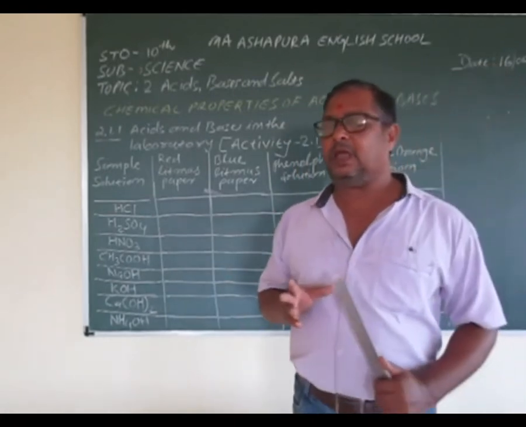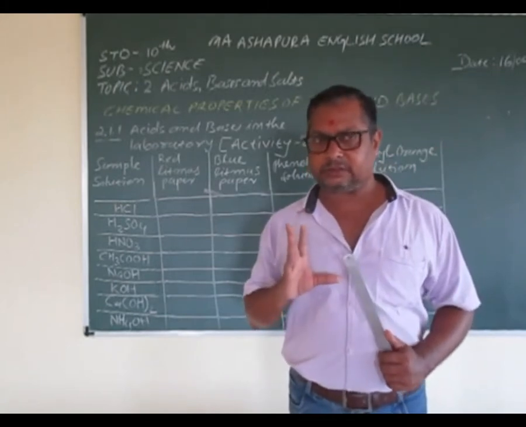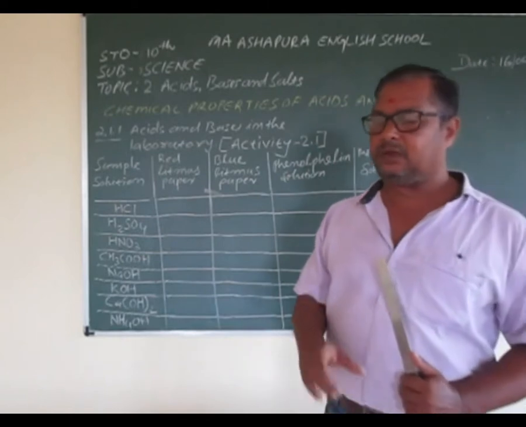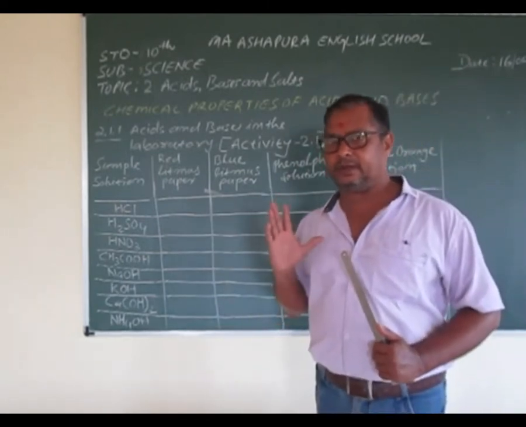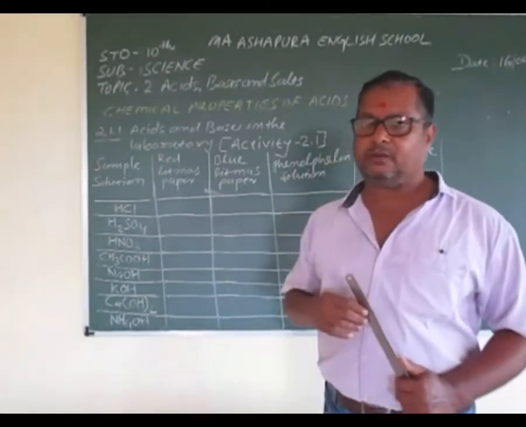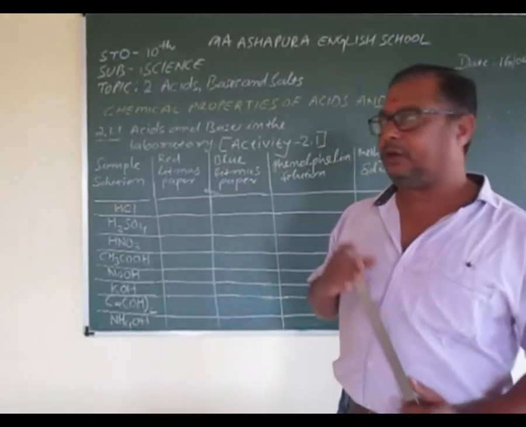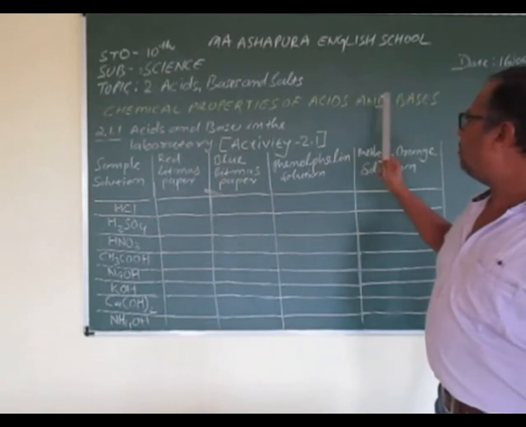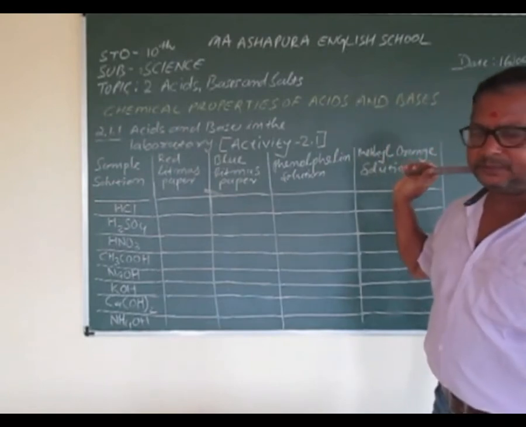Okay friends, these were our yesterday's 2 questions. Common characteristics of acid and base, and second one is what is an indicator and types of indicators. Now today we are going to learn a new topic. Our topic is chemical properties of acids and bases.